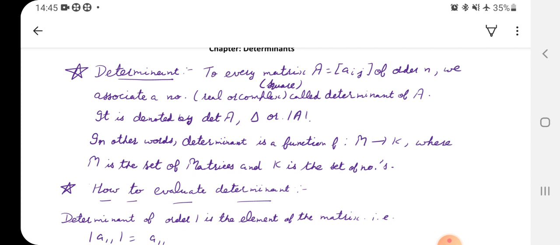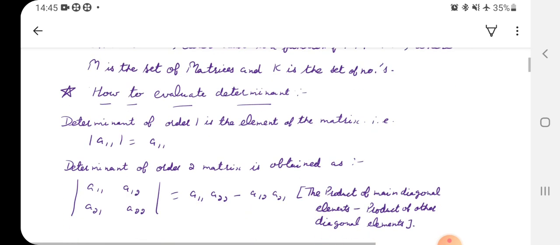In other words, determinant is a function f from M to K, where M is the set of matrices and K is the set of numbers. So we can call determinant a function whose domain is the set of matrices and the range or codomain is the set of numbers. Numbers can be complex or real, right?